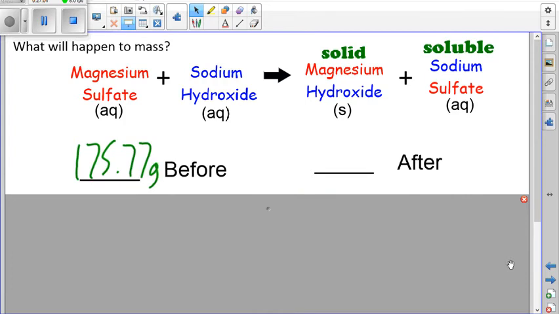Okay. So, I'm going to pour these two things together, and we are going to have a chemical change because we're going to have this new solid form, magnesium hydroxide, okay? It's going to be in a clear aqueous solution still, which is the sodium sulfate. So let's see here. I'm going to pour these two together. What will happen to the mass? You think it'll go up, down, stay the same?